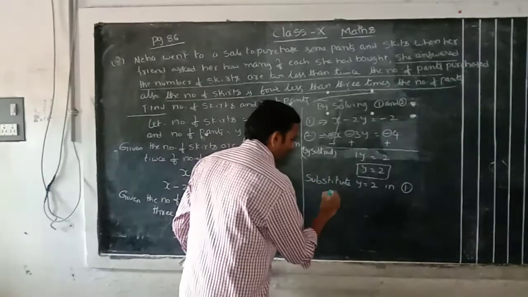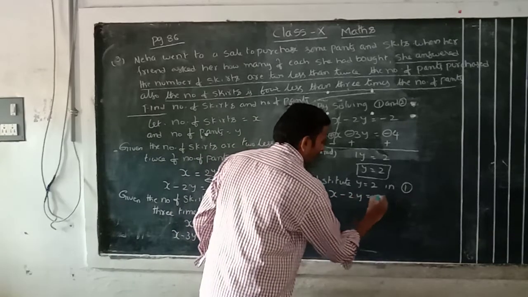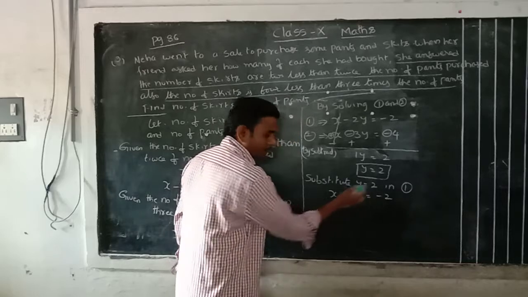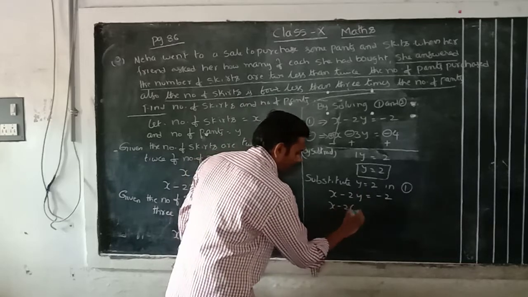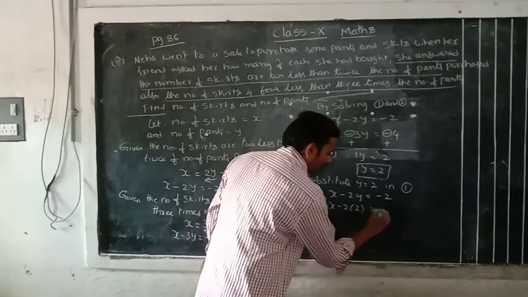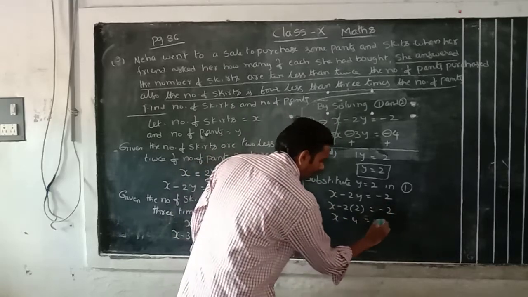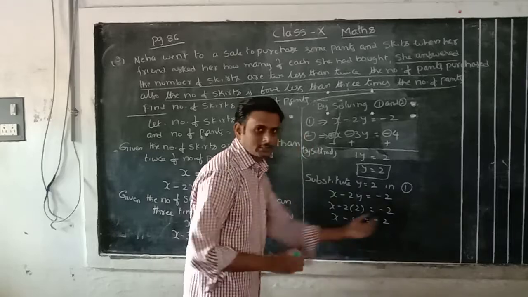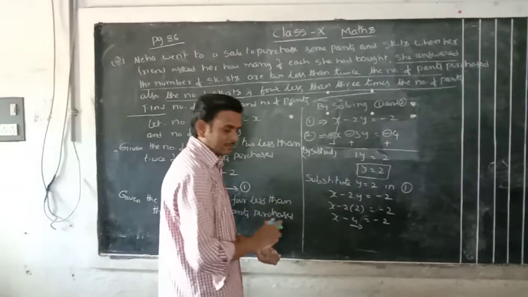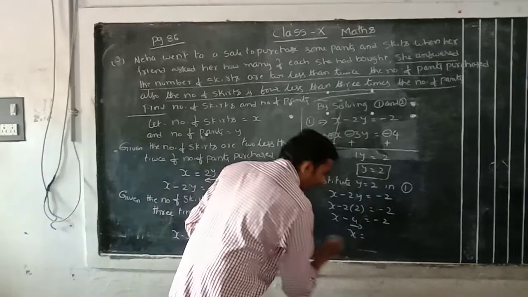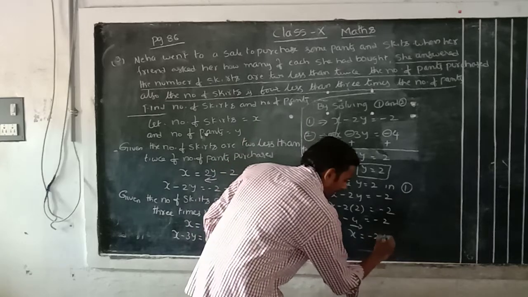1 I want to use. X minus 2y equal to minus 2. Replace y value 2. X minus 2 into y value 2 equal to minus 2. 2 2s are 4. Minus 4 equal to minus 2. Minus 4 move towards the RHS. I am doing simplification here. Already you know. X equal to minus 2 plus 4.